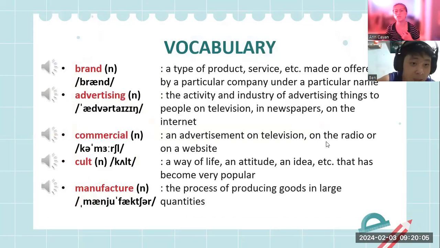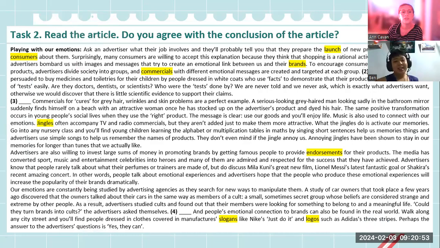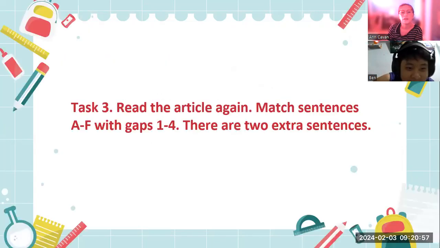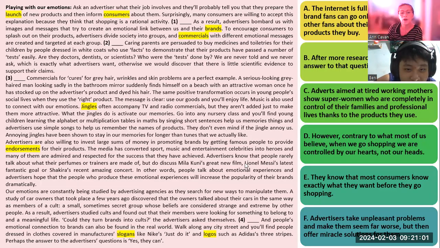A type of product, service, etc. made or offered by a particular company under a particular name, the activity and industry of advertising. Okay, so commercial means an advertisement on television and the radio or on the website. Cult is a way of life, an attitude, an idea that has become very popular. And then manufacture, the process of producing goods in large quantity. So you have here this kind of logo.